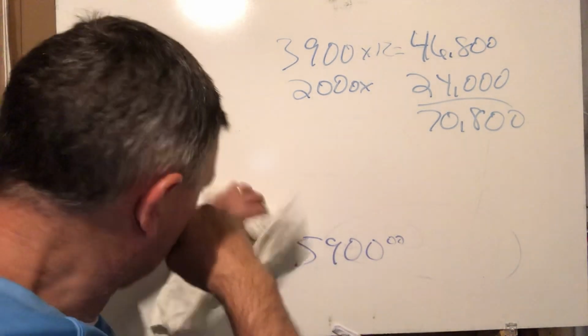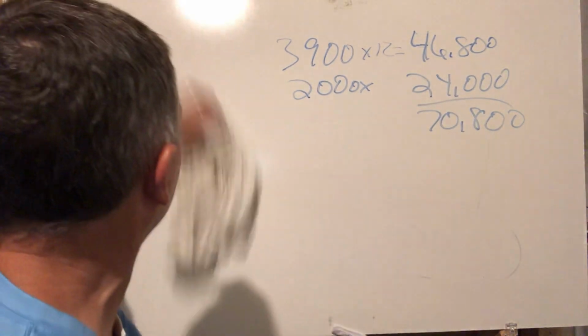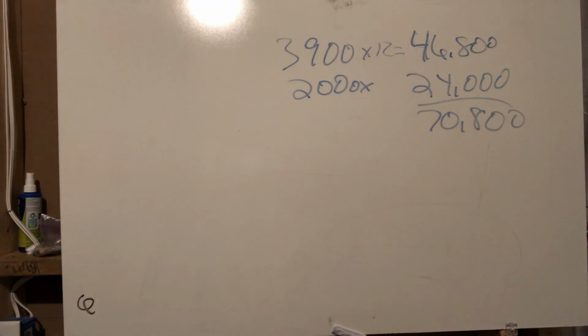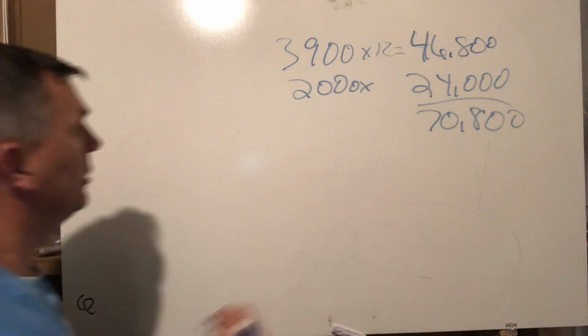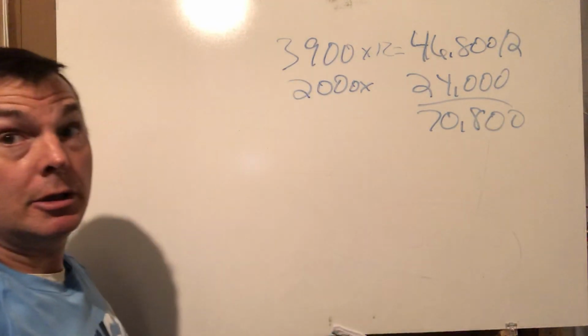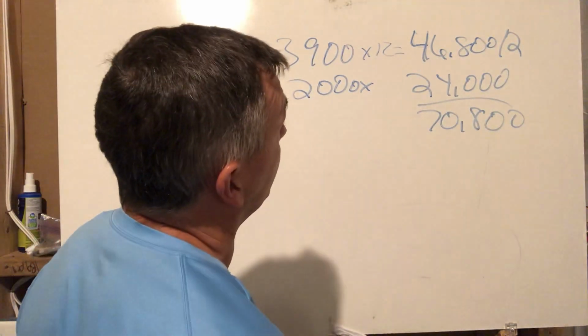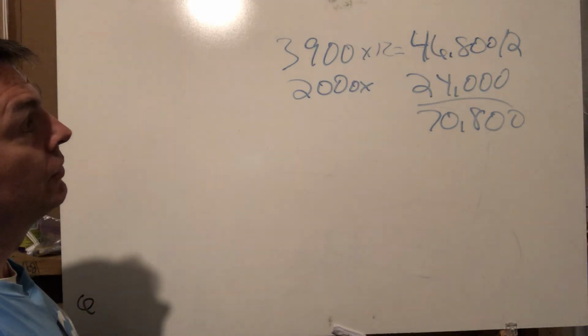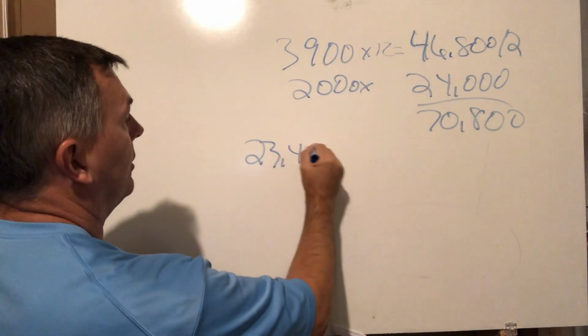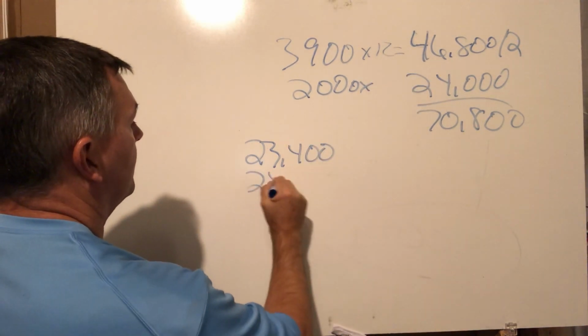All right, so let's get rid of that guy. $70,800 is their income. What's their provisional income going to be? So it's half of Social Security, so we divide that by 2. Now you guys can kind of see that. It'd be 23,400. So 23,400 plus 24,000.